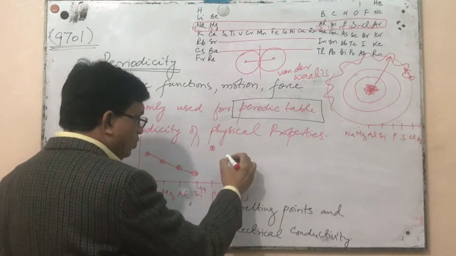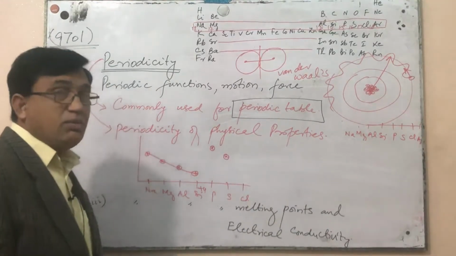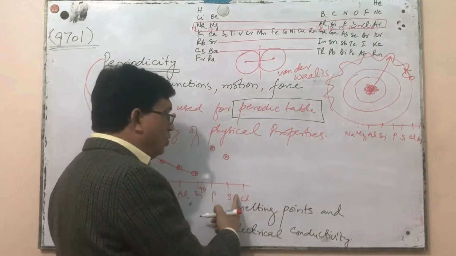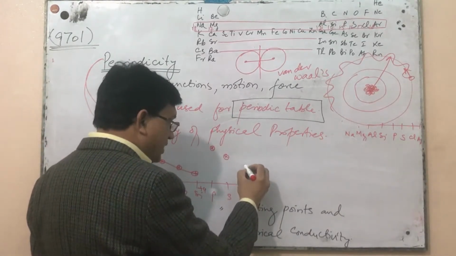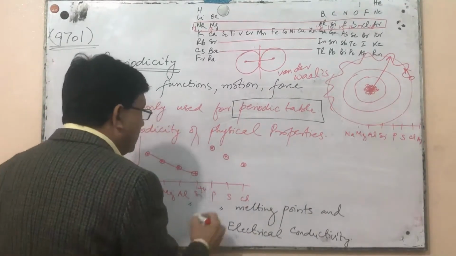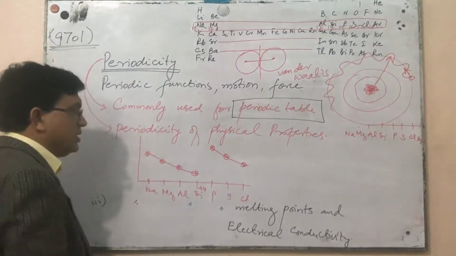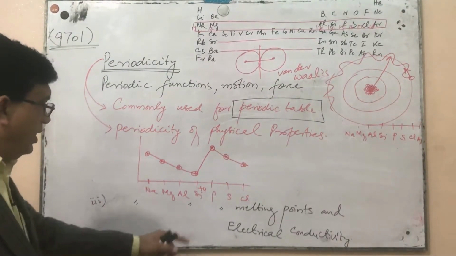As sulfur gains 2 electrons, its size will increase, but lesser than phosphorus. As chlorine gains 1 electron to complete its last shell, its size also increases, but lesser than the 2 electron gaining atom. That's why the trend will come just like this. If we combine both of these, now this will be the trend of the ionic radius.